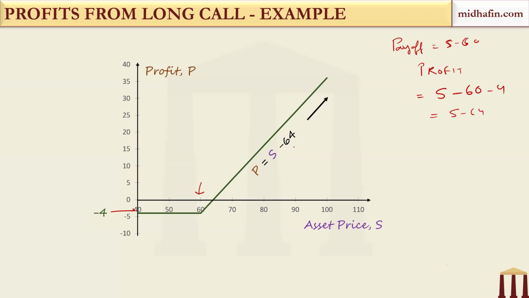If you compare it with y is equal to mx plus c, you will clearly see m is equal to 1. Slope is equal to 1 because the x-axis is S. So this is S, this is y. So y is equal to mx plus c, m is 1, so slope is 1. What about this part of the line? Can anyone answer? What is the equation of the horizontal part of the line? Quickly.